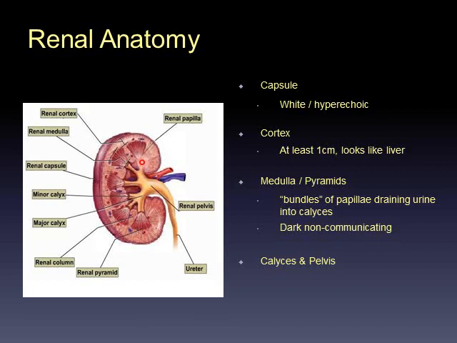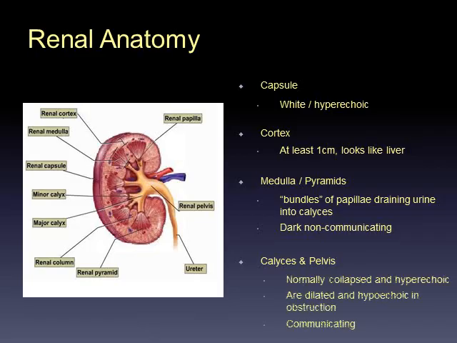The pyramids drain into a minor calyx, and several minor calyces form a major calyx, and the major calyces all fuse to form the renal pelvis. In the normal situation, these are collapsed and hyperechoic, showing as white echogenic material. When there is obstruction, fluid will aggregate in the pelvis and the calyces, and they will show as dark. Important to point out that they are all intercommunicating as compared to the pyramids, and that is important.